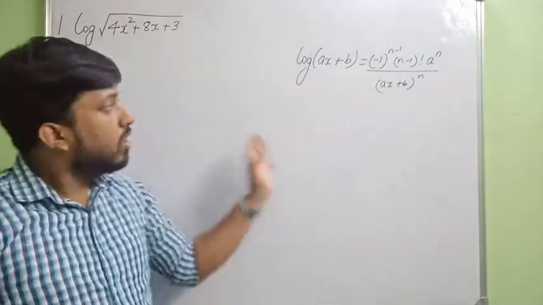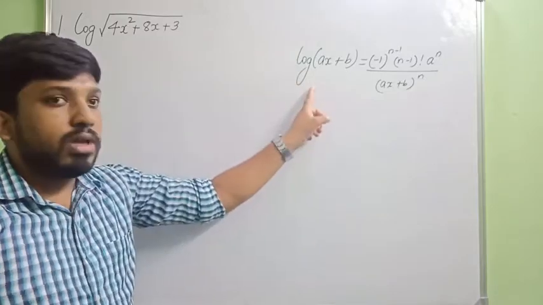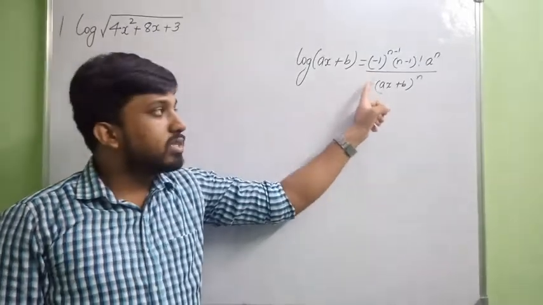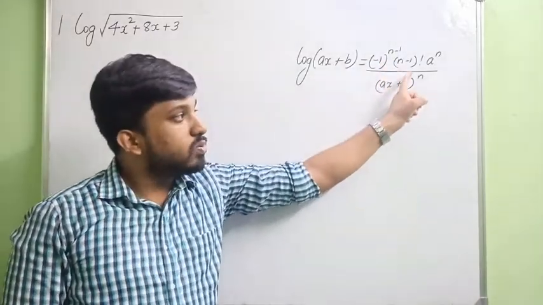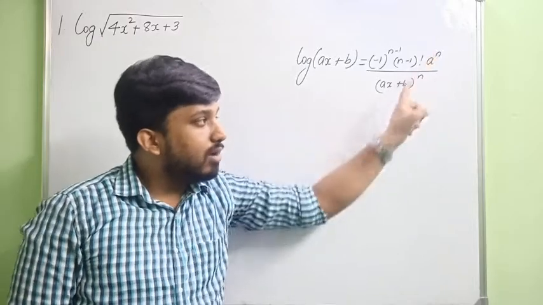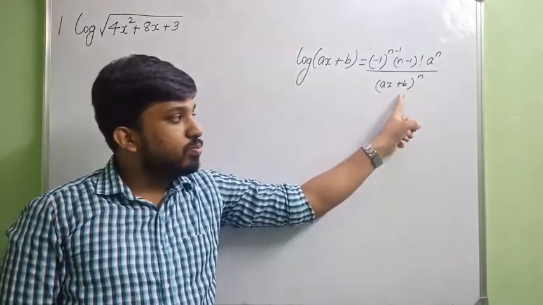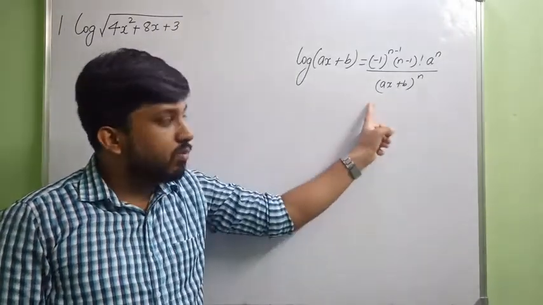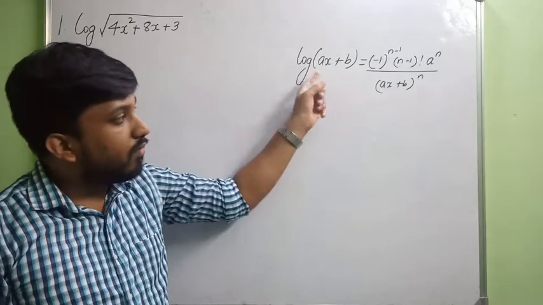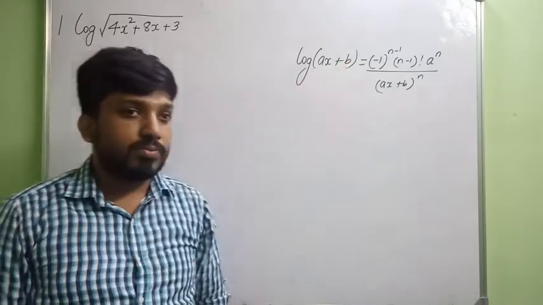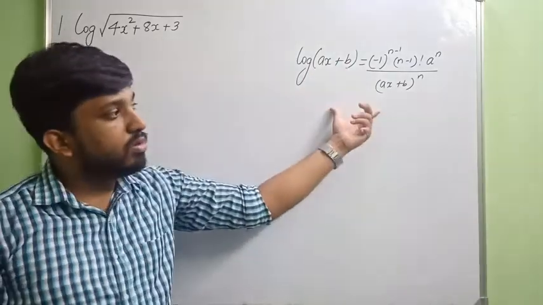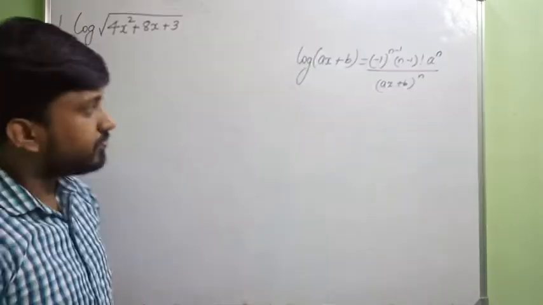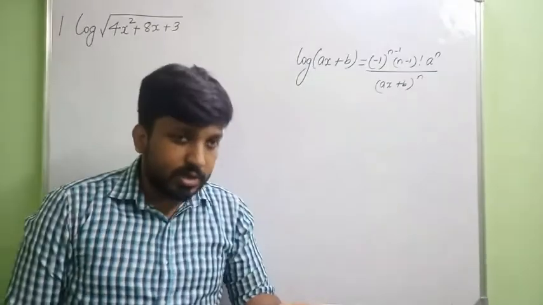For all the functions which are in this form, we are going to use this formula, that is, the nth derivative of log of ax plus b is minus 1 to the power of n minus 1 the whole factorial, a to the power of n, whole divided by ax plus b to the power of n. So this is the nth derivative formula for this form, where a and b are constants and x is the variable. This formula will be used throughout to solve these functions. Let us see. So it's all about the nth derivative.